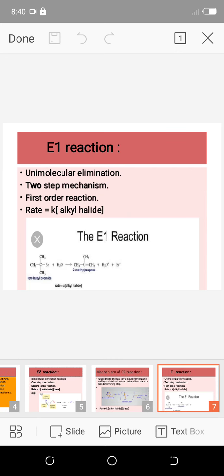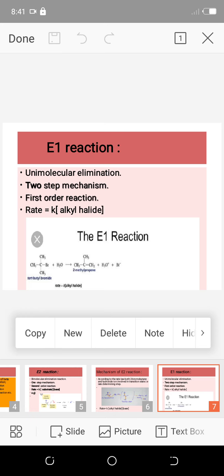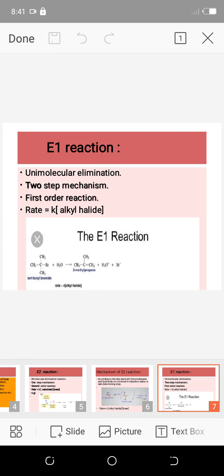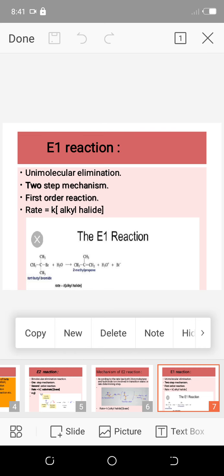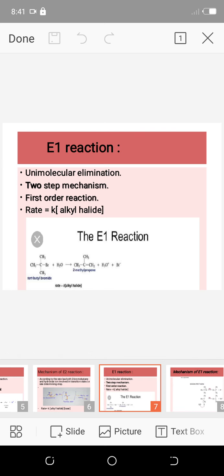Now the E1 reaction. E stands for elimination and 1 for unimolecular, means it is a unimolecular elimination reaction. The mechanism of this reaction involves two elementary steps. It is a first order reaction because the rate of this reaction depends upon the concentration of alkyl halide. See the example of tertiary butyl bromide. When a base, that is H2O, attacks on this tertiary butyl bromide, we get the formation of 2-methyl propene plus H3O positive plus Br negative, that is another nucleophile.